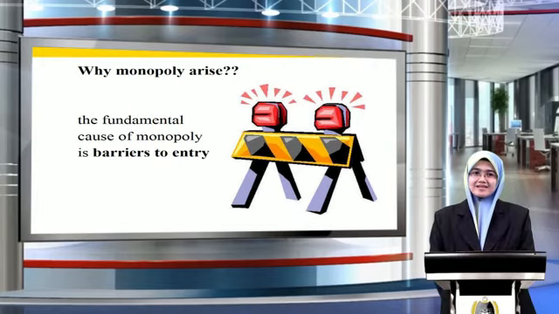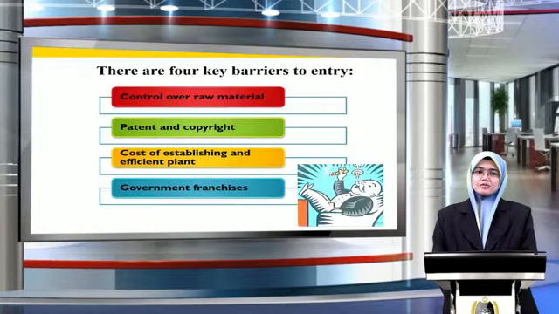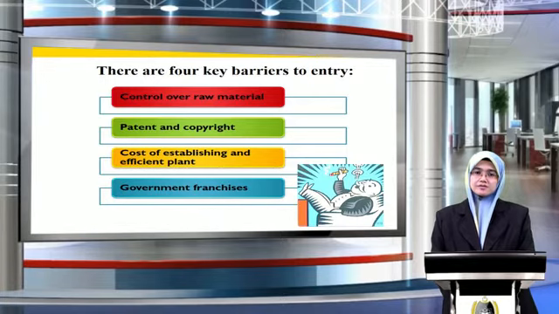Why does monopoly arise? The fundamental cause of monopoly is barriers to entry. Barriers to entry refer to restrictions that prevent other sellers from entering into a market. We have 5 barriers to entry. The first one is control over raw material. A monopoly firm can maintain control over the supply of raw material. The second one is patent and copyright.